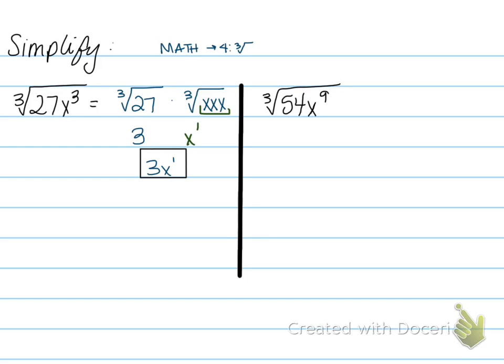Let's try the next example. I have the cube root of 54x to the 9th. So I'm going to separate this into the cube root of 54 and the cube root of x to the 9th, and draw out my 9 x's.